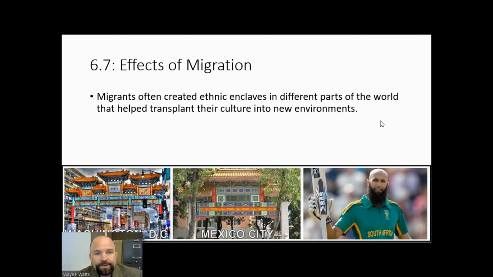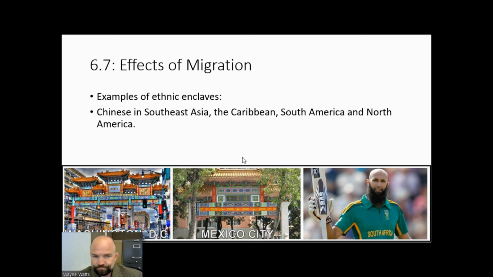It's just that the sending societies usually would then have female majorities, and the receiving societies would usually have male majorities. Migrants often created ethnic enclaves in different parts of the world that helped to transplant their culture into new environments. The most obvious examples for me, perhaps, are all of the Chinatowns all over the world in Washington, D.C., and Mexico City, and so on.